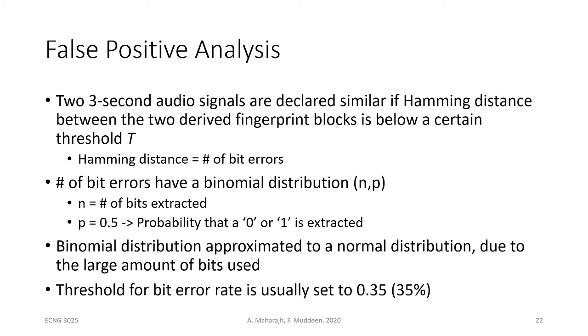Statistically modeling these bit errors, we tend to see that they form a binomial distribution, where n is the number of bits extracted, and p is 0.5 or 50% for the probability that a 0 or 1 is extracted. This binomial distribution can also be approximated by a normal distribution due to the large amount of bits used. And the threshold for the bit error rate, which is the most important feature that we're going to be discussing, is usually set to 0.35 or referred to as a 35% error rate.